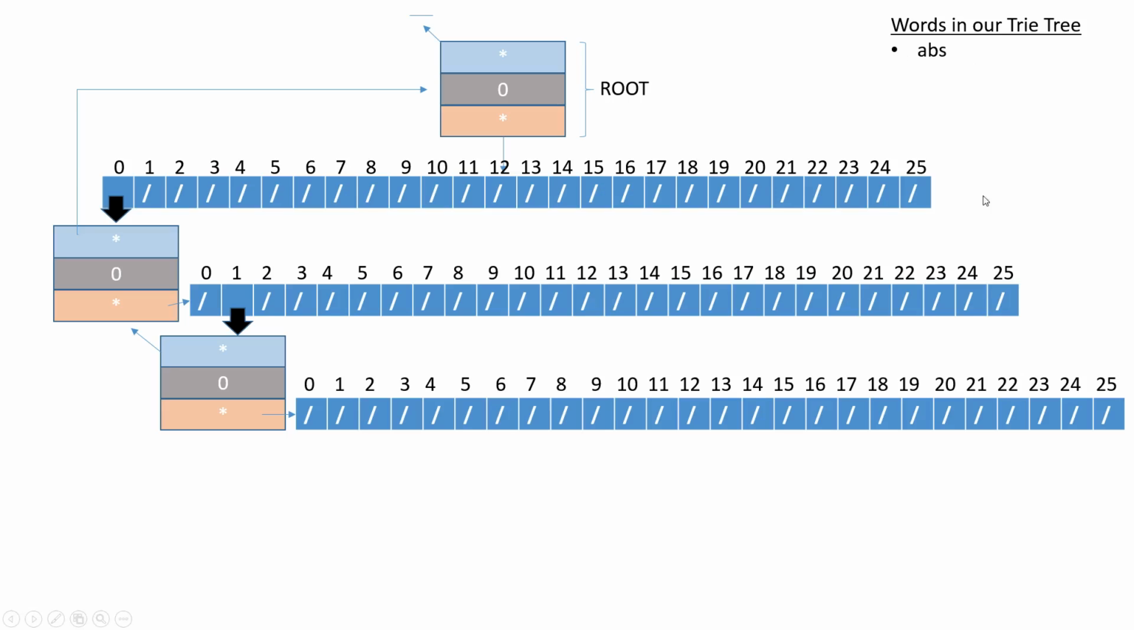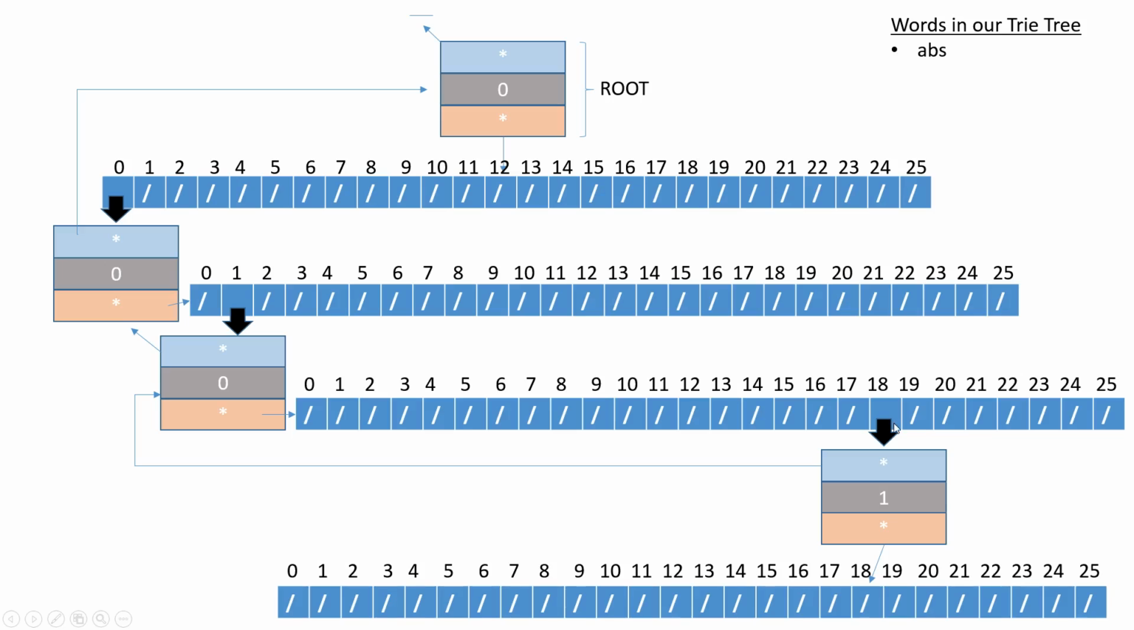Now S would be A, B, C, D all the way to S, which would end up over here at 18. The pointer points to the node that came before it. Occurrences would be 1 because it is the end of the word. And children is a pointer to an array of size 26. Everything is initialized to null. So this right here is a visual representation of a trie with the word ABS in it.